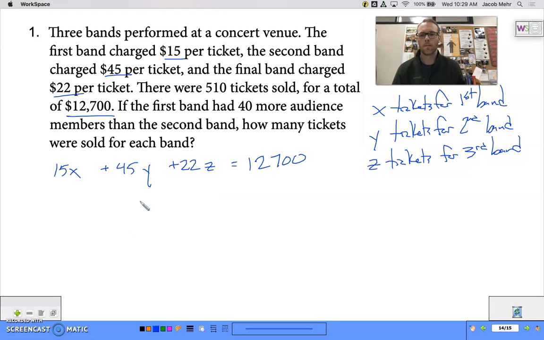Now how about a second one? Well, how about the 510 tickets sold? Well, if we go back to that last example where we used 2, 3, and 4, what was our total tickets sold? 2 plus 3 plus 4, which would be 9. So this equation has to be X plus Y plus Z has to equal 510. That's our total number of tickets. Okay. Now the last one.